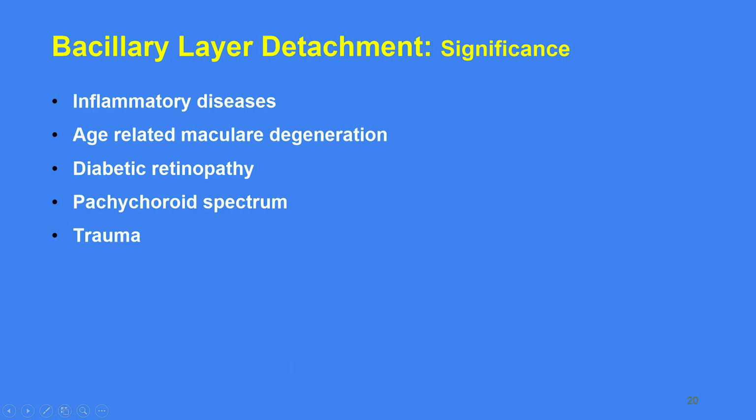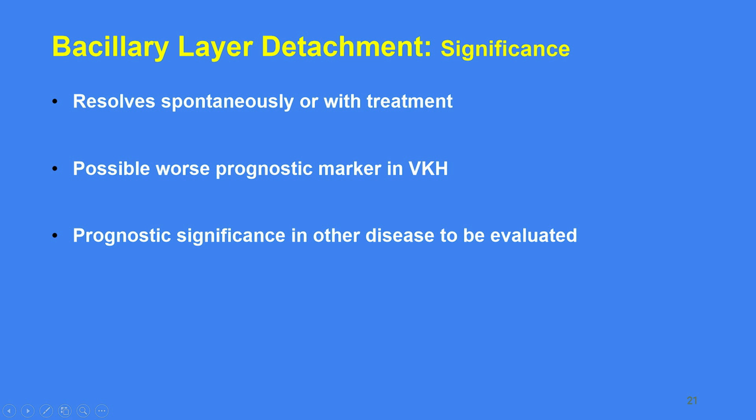Bacillary layer detachment is a non-specific OCT finding seen in various conditions like retinochoroidal inflammatory diseases, age-related macular degeneration, diabetic retinopathy, pachychoroid entities, to name a few. It usually resolves spontaneously or with treatment of underlying condition. Bacillary layer detachment has been suggested as a poor prognostic marker in Vogt-Koyanagi-Harada disease. However, its significance in other retinal conditions is yet to be ascertained.